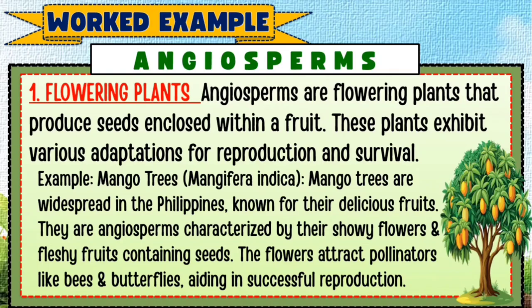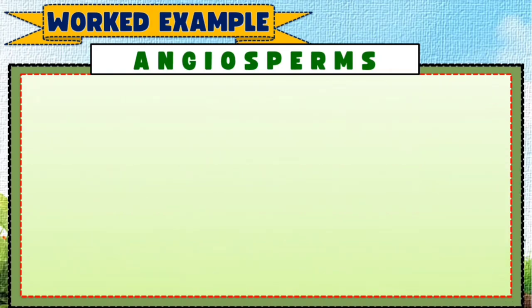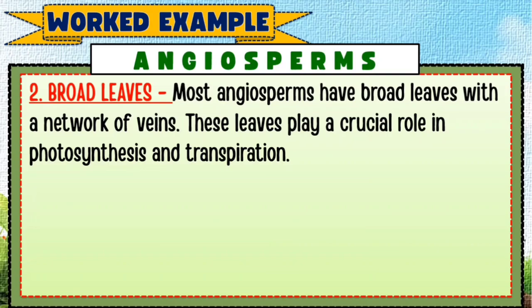They are angiosperms characterized by their showy flowers and fleshy fruits containing seeds. The flowers attract pollinators like bees and butterflies, aiding in successful reproduction. Now, broad leaves: most angiosperms have broad leaves with a network of veins. These leaves play a crucial role in photosynthesis and transpiration.